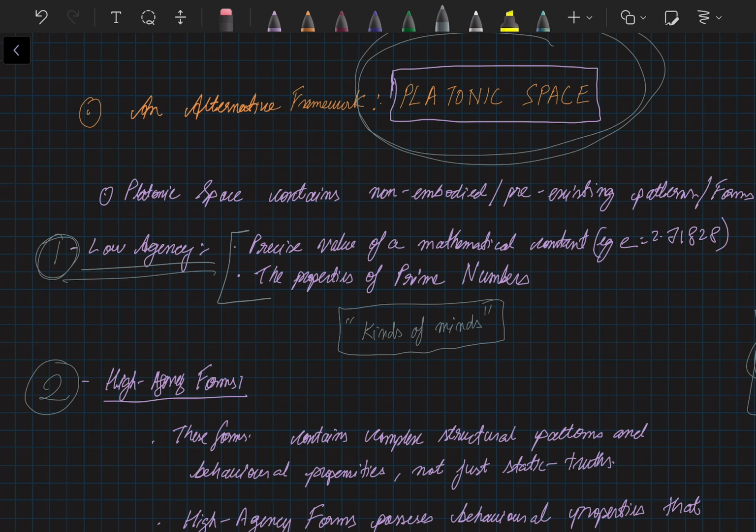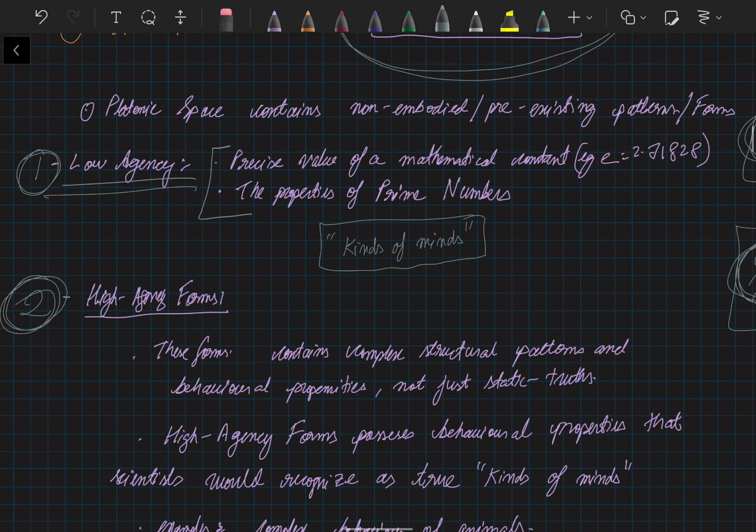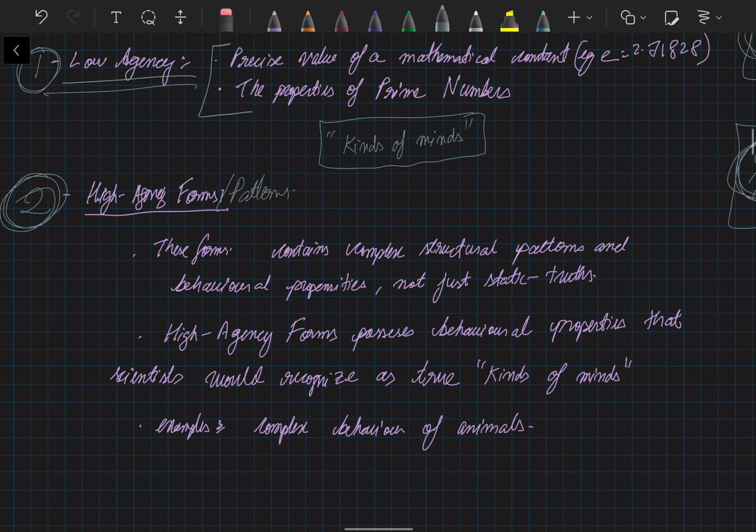The second and the more interesting one are the high agency forms or high agency patterns. These forms contain complex structural patterns and behavioral propensities, and they are not just static truths as we have seen in the first one. So this contains behavioral propensities.